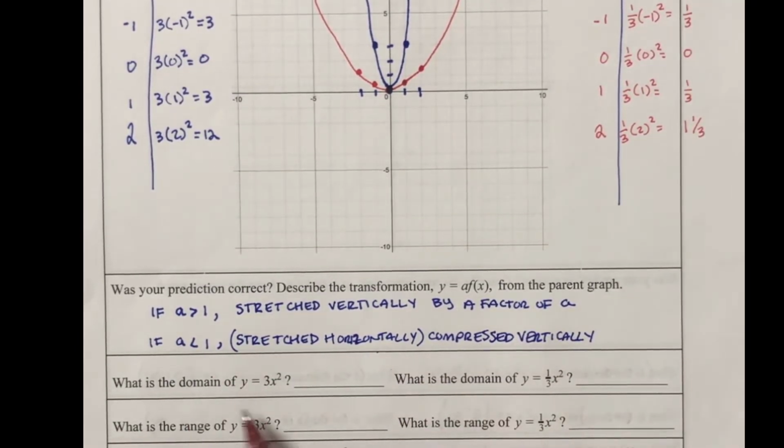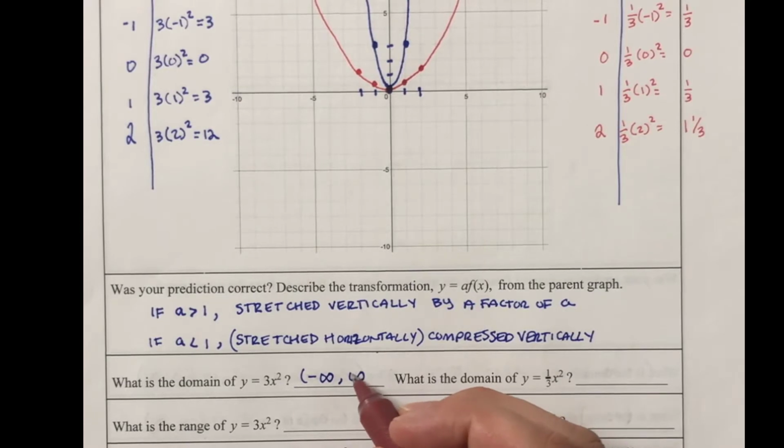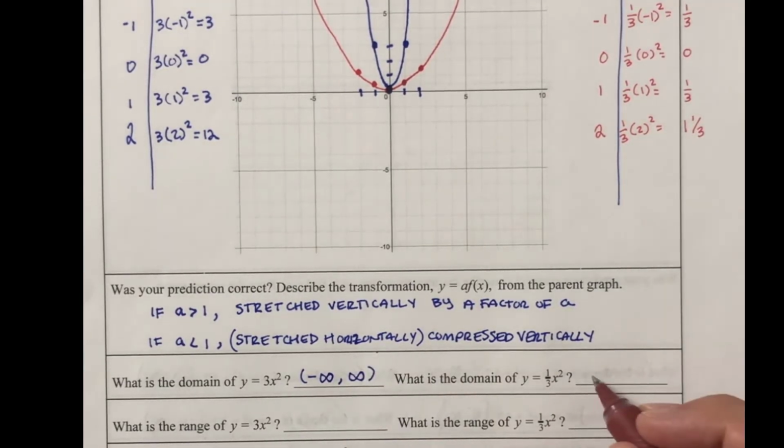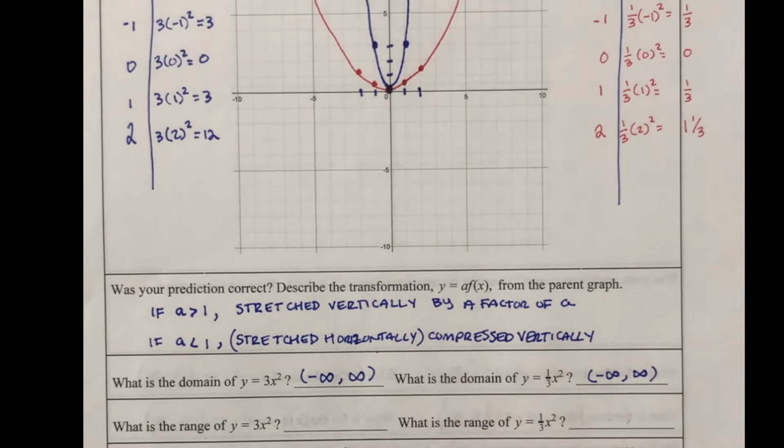Okay, what's the domain of the first function? Well, for all quadratic functions, it's always going to be all real numbers. So same thing for the second function. You can plug any number in for x and you will always get a real number out for these quadratic functions. The range is different though. The range can vary. It depends on your graph.